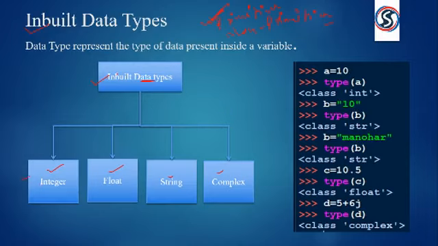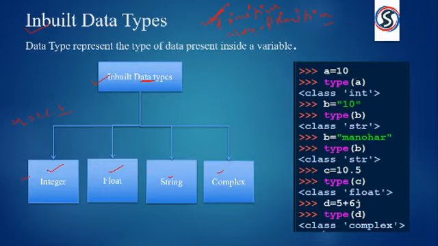Okay, so here we have the integer. What is an integer? When I write a = 10, an integer can be a whole number or a natural number. Suppose I am writing a = 1, 2, 3, like this. Okay, that is your integer.